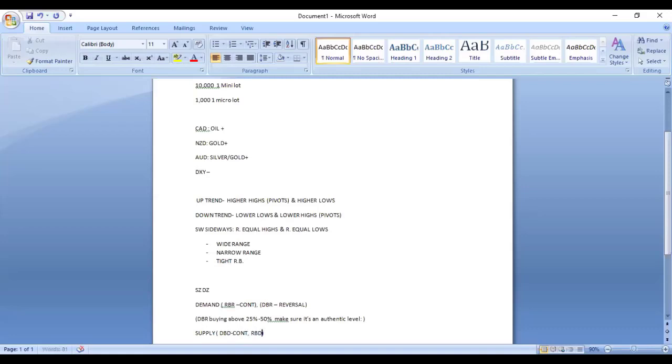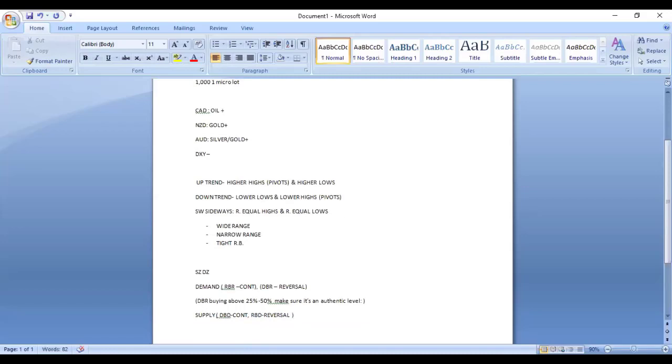And which one is the reversal pattern? Of course. Rally base drop. Right. Now, there's two other patterns that I want to talk to you guys about. And these patterns are very unique. And we use them sort of as odds in our favor, as an enhancer.